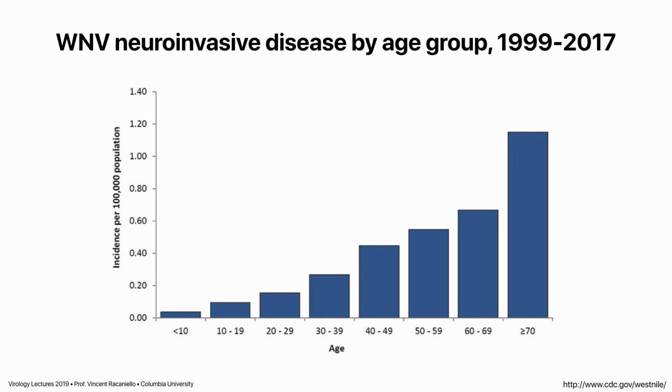Here's the neuroinvasive disease by age group, showing you that the older you get, the more likely it is that you are going to have neuroinvasive sequelae after West Nile infection. So neuroinvasive disease is very low in the younger individuals, but at 50 and 60 years and up, it goes up significantly. And that's, again, related to immune responses in older individuals and the inability to keep virus out of the CNS.